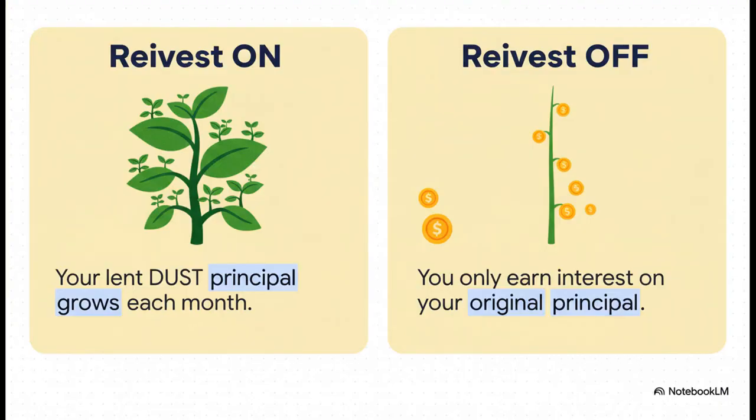Look, if you turn reinvest on, your lent dust principal just keeps growing every single month. You start earning interest on your interest. That's the magic of compounding, right? But with it off, you're only ever earning interest on that original amount you started with. And let me tell you, over time, the difference between those two can be absolutely astronomical.